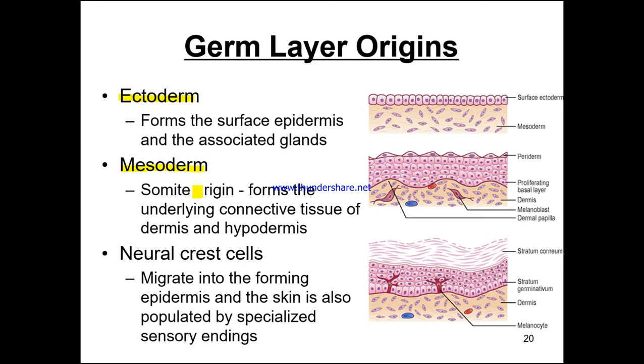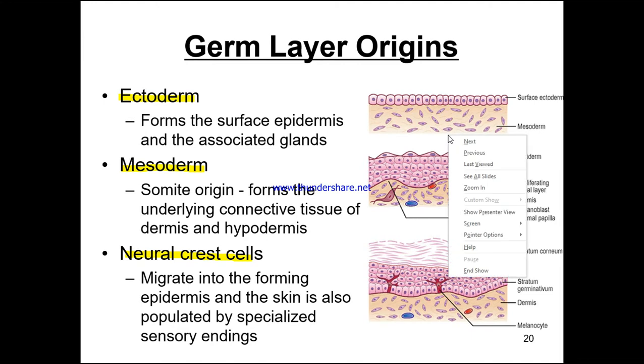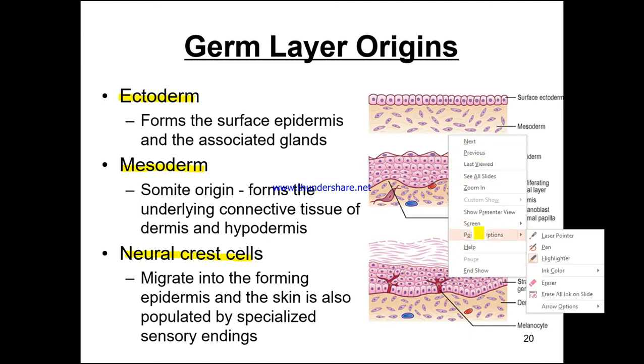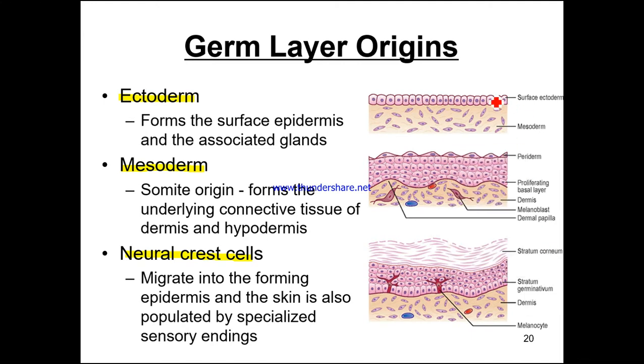The mesoderm, the somite origin, forms the underlying connective tissue of the dermis and the hypodermis. And the neural crest cells migrate into the forming epidermis and the skin, and it is also populated by specialized sensory endings. So we'll have a little bit more of a look at this picture in a bit more detail. And this is going to introduce you to histology a little bit more.